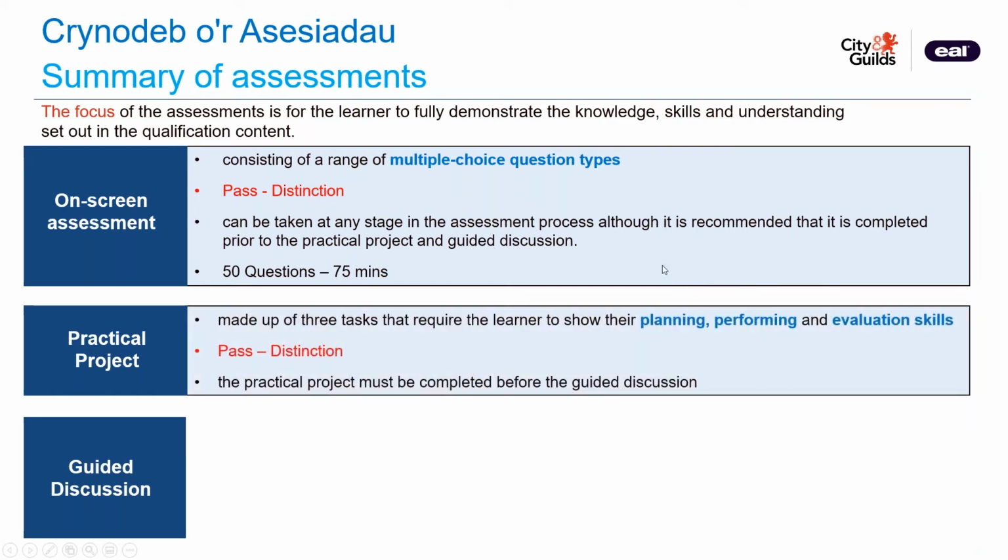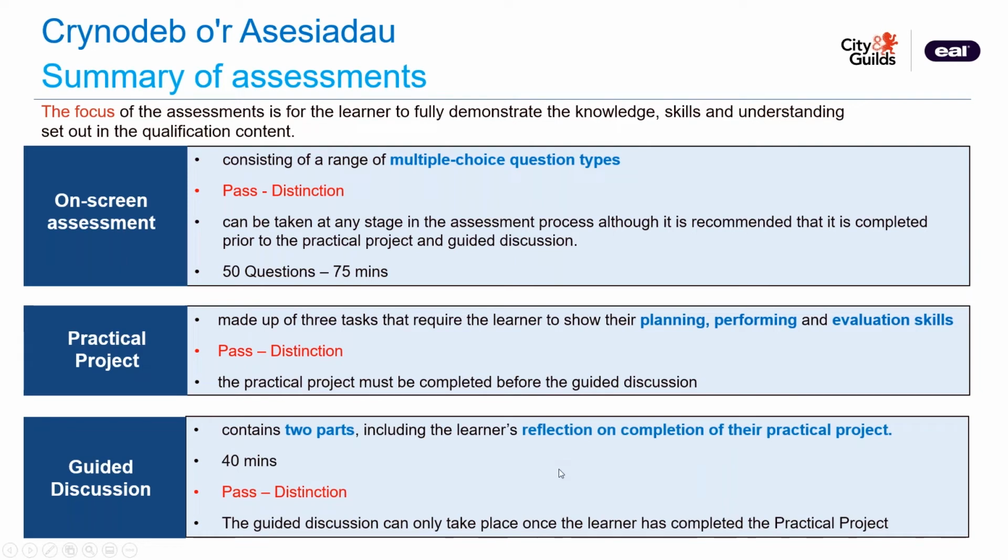The practical project is made up of 3 tasks that require the learner to show their planning, performing and evaluation skills. So there's 3 key areas to be considered in the assessment there: planning, performing and evaluation skills, which you'll see in the practical project documentation later on. And again, a range of from pass to distinction within the grading marks. The practical project must be completed before the guided discussion.